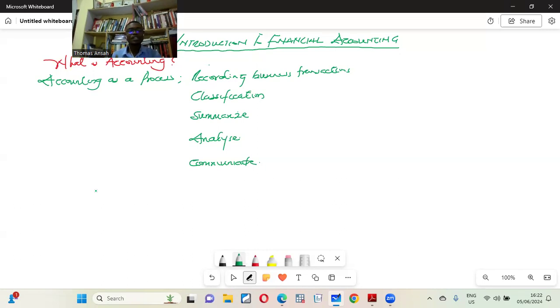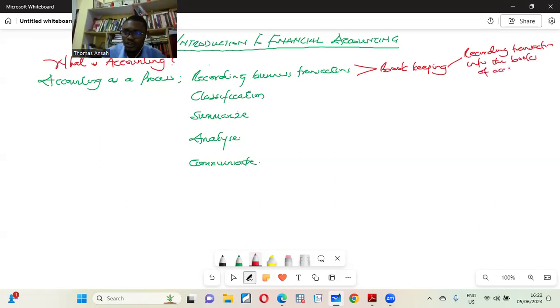All right. Now, when we say that you are recording business transactions, the recording aspect of accounting is what we call bookkeeping. This part is what we call bookkeeping. So what is bookkeeping? We are simply recording the transactions into the books of accounts. So this side is just recording transactions into the books of accounts. So we will have to learn the books of account.